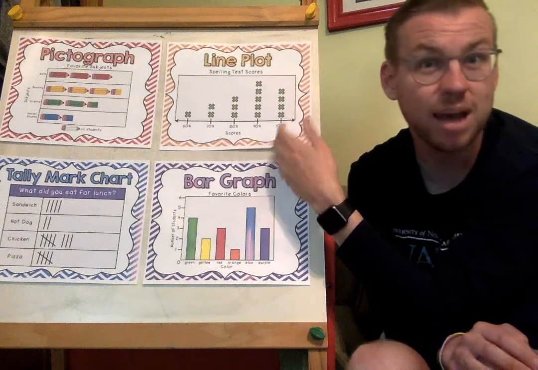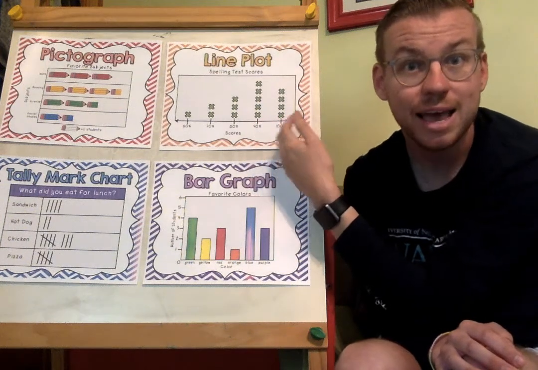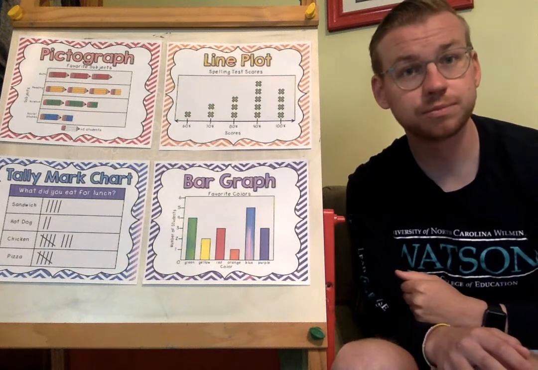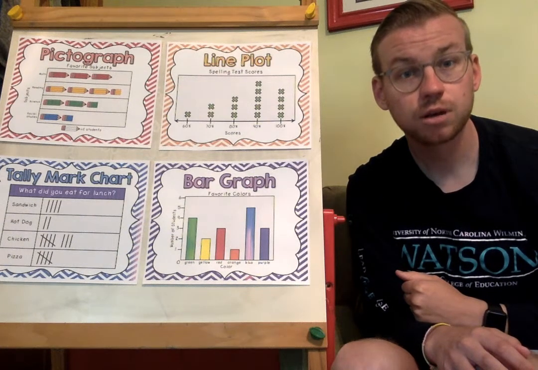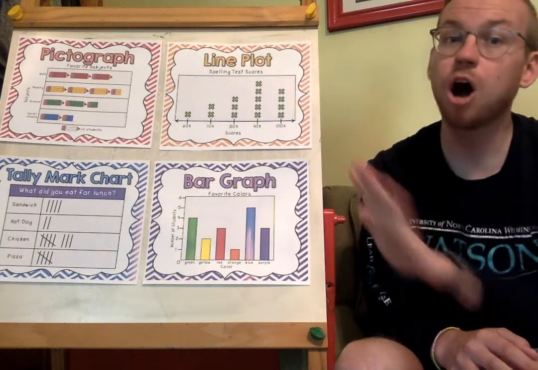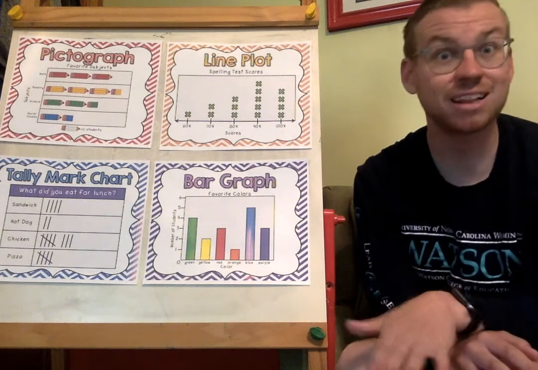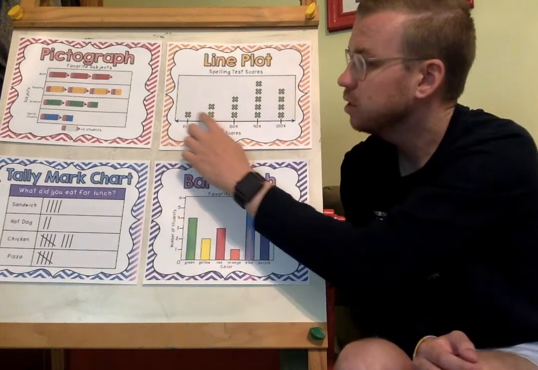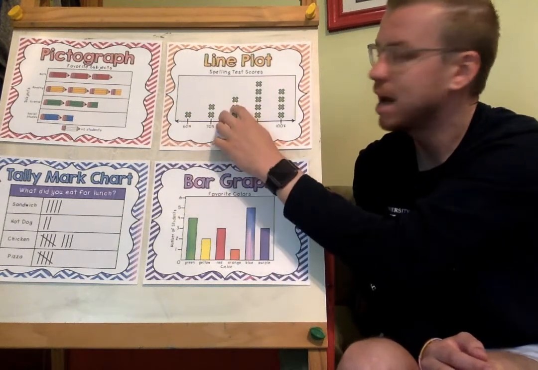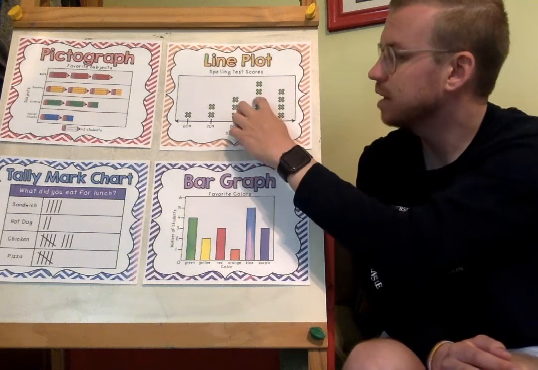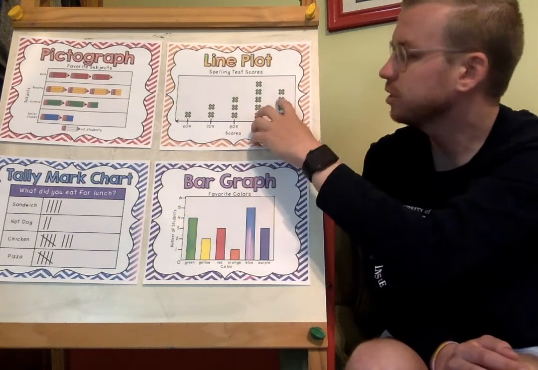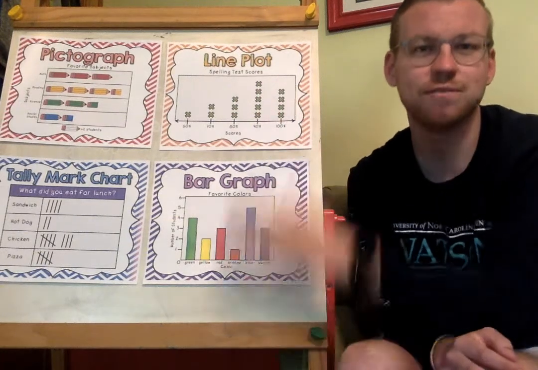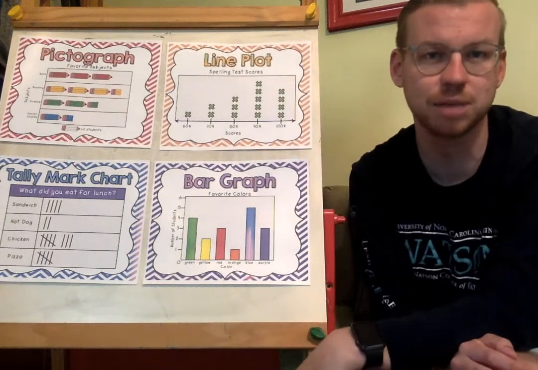So another question that you might see when you're looking at a line plot is how many students took the test. And can you tell me how you can figure that out? So if you said that you can count up all the x's on the graph, you're exactly right. So let's count together to see how many students actually took the test. 1, 2, 3, 4, 5, 6, 7, 8, 9, 10, 11, 12, 13, 14, 15. So 15 students took the test, and 15 students are represented on this line plot.